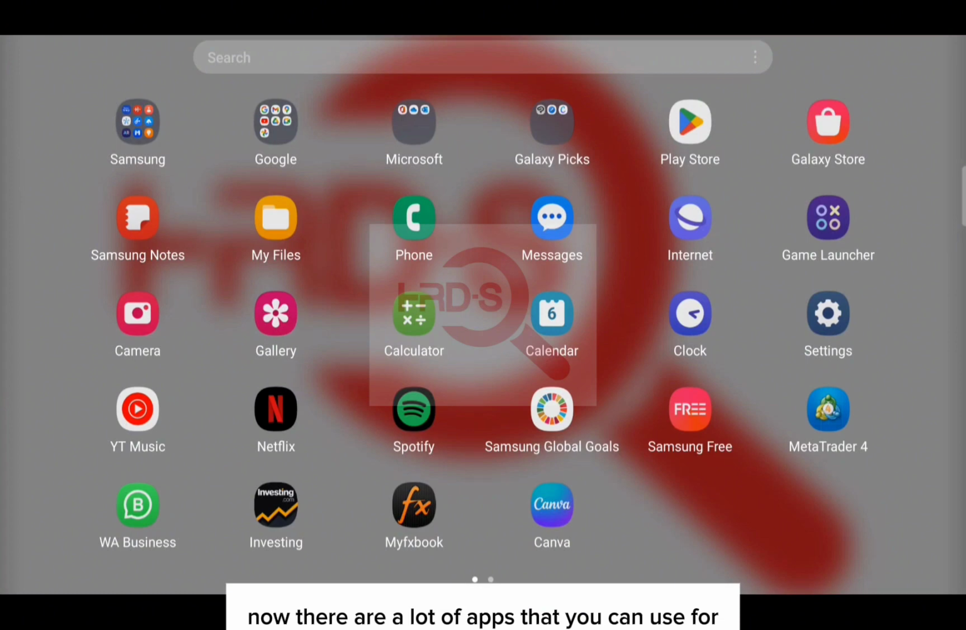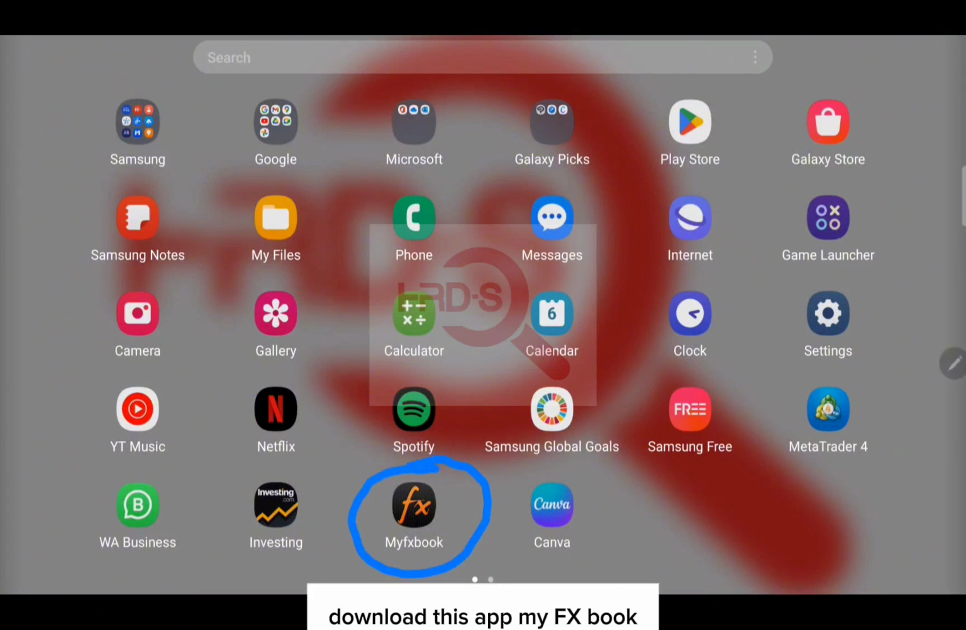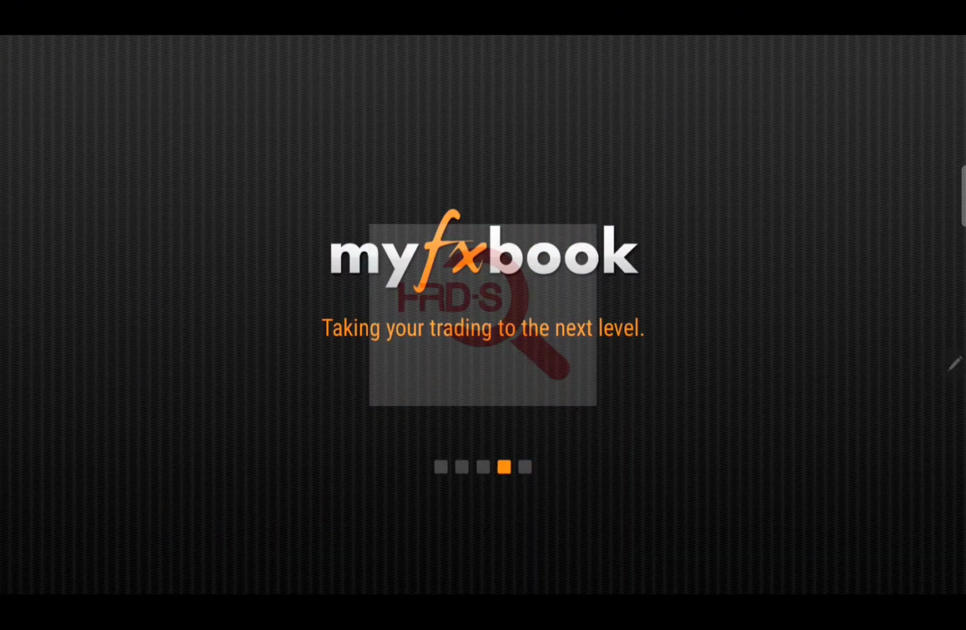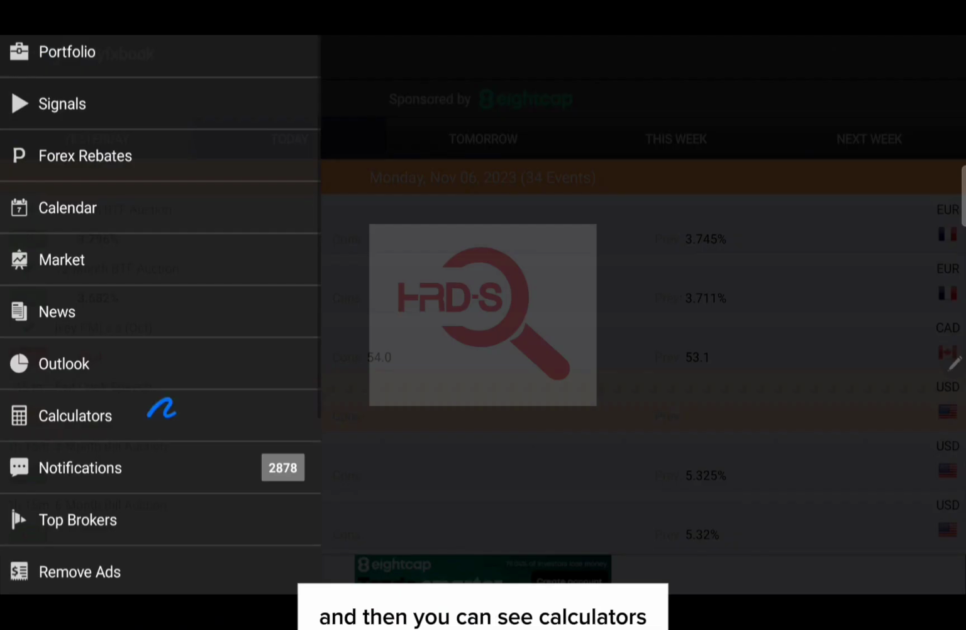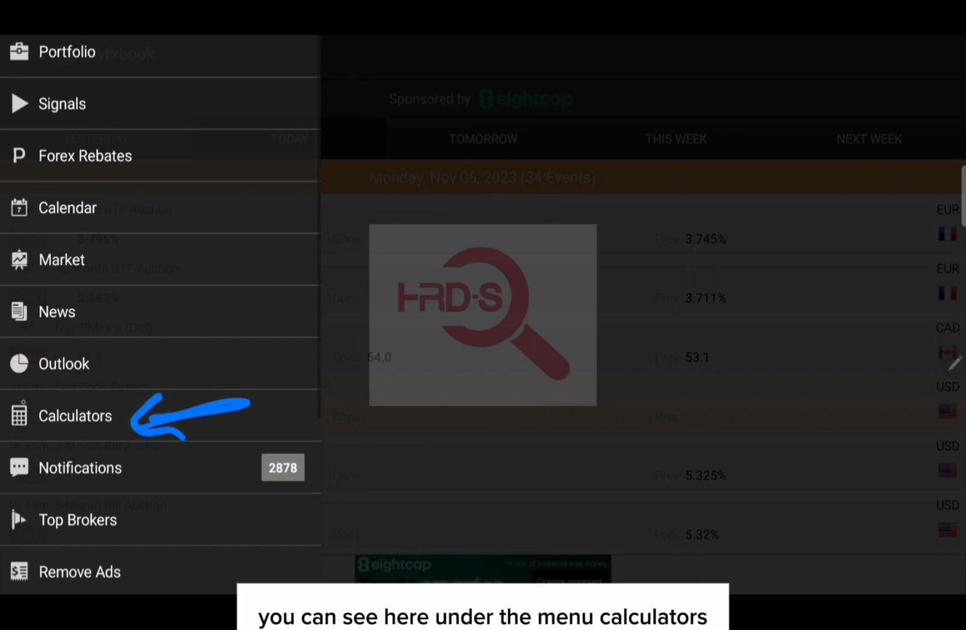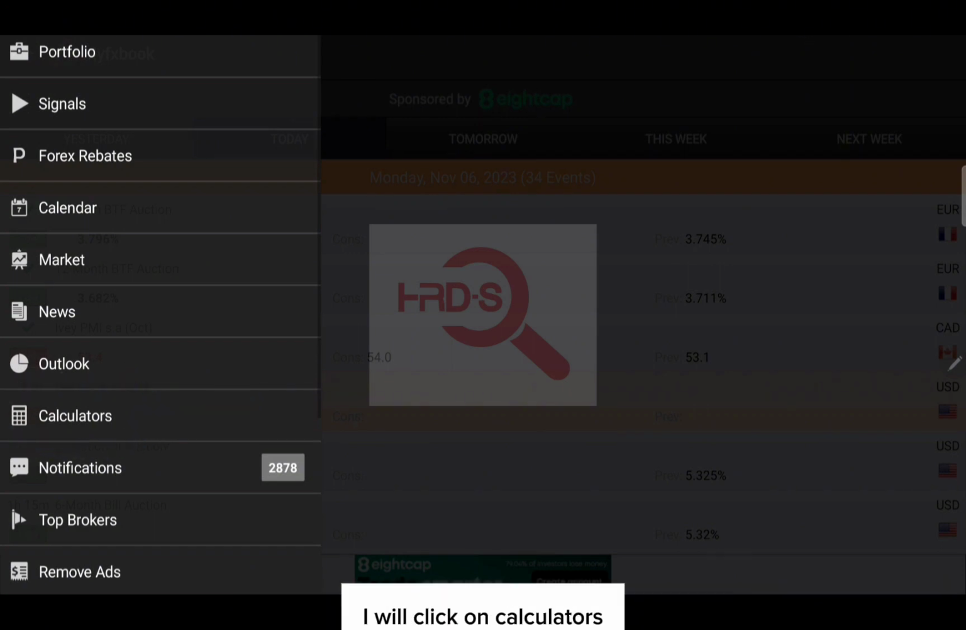Now, there are a lot of apps that you can use for calculating your position sizing. For the sake of this lesson, I'm going to be using the FX Book app. Look at this app. Download this app, MyFXBook. So I'm going to click on it. All right, when I come to this app, I'm going to click on the menu. You can see by my left, and then you can see calculators. You can see here under the menu, calculators. I will click on calculators.